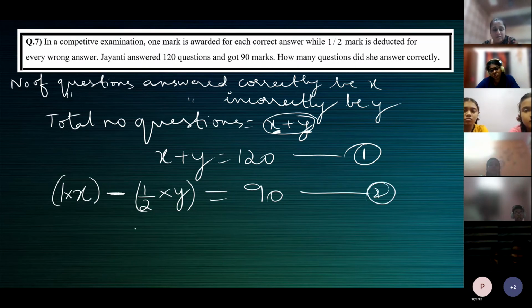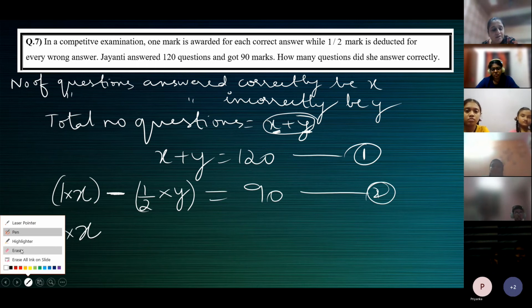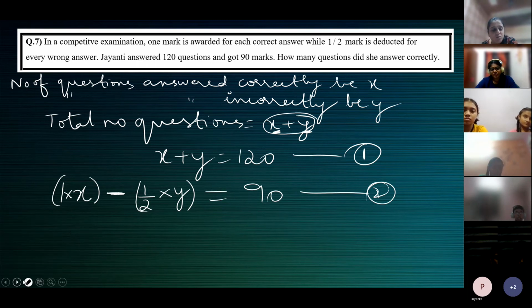She gets 1 mark for every correct answer. She's answered x questions correctly. If each of them carried 2 marks, she'd get 2 into x, but each of them carries only 1 mark. So 1 into x. X questions correct, 1 mark each, 1 into x she'll get.